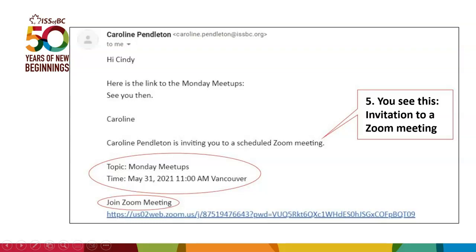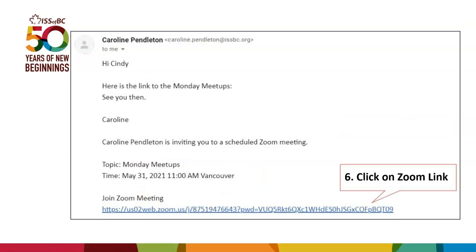Now here, we can join the Zoom meeting. To join the Zoom meeting, click on the Zoom link. What is the Zoom link? Here. This is the Zoom link. This is how we go to the Zoom meeting on the computer. Click on the Zoom link.